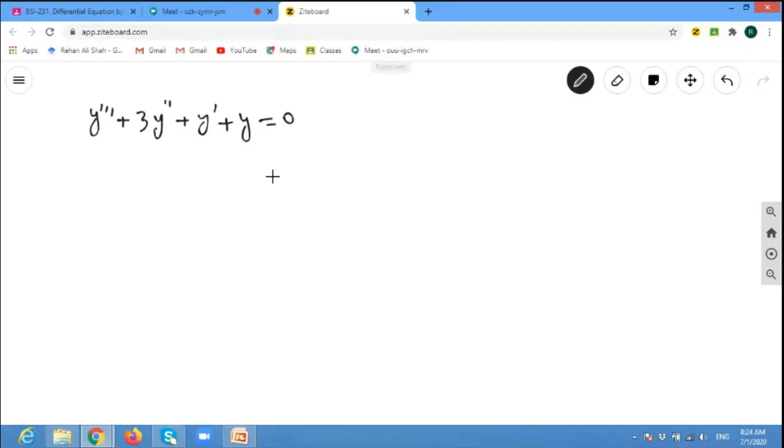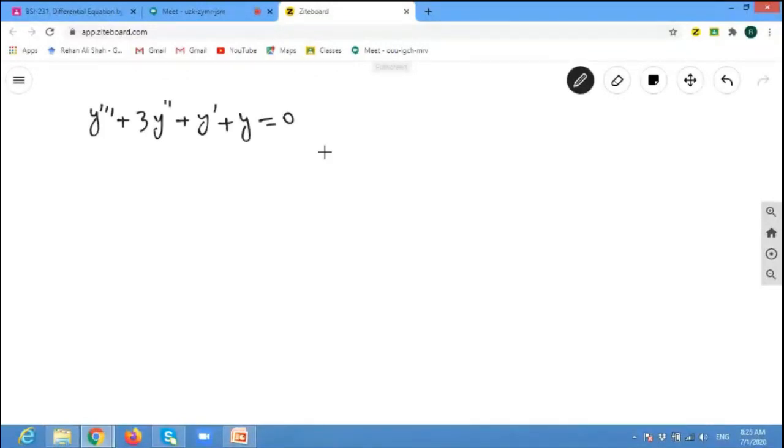So we will write the characteristic equation of this differential equation. The characteristic equation is m cube plus 3m square plus m plus 1 equal to 0. But if you remember, this will become a cubic algebraic equation, and the cubic algebraic equation is complicated to solve as compared to the quadratic equation.